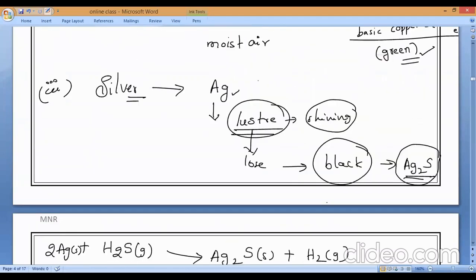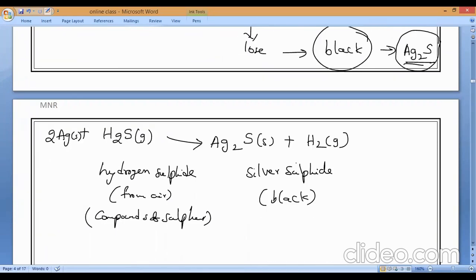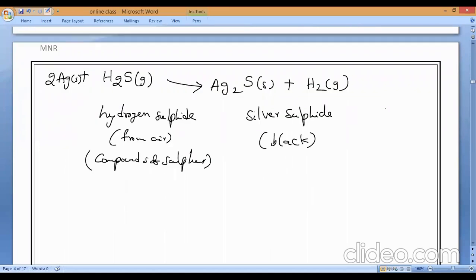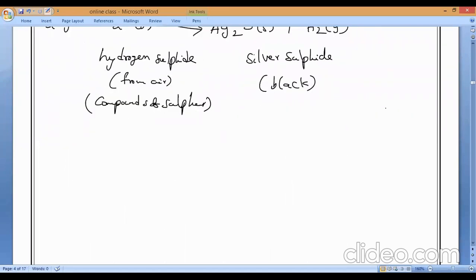They wash with some kind of chemicals so that this black color substance, silver sulfide, is removed from the surface and the ornament becomes lustrous in nature again. That is what happens. Is it okay, guys?